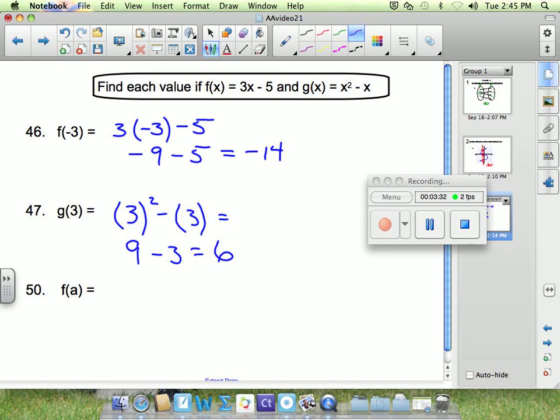One more, this time in number 50, instead of plugging in a number, we're going to plug in the variable a. Even though it's a letter, we do it the same exact way as 46 and 47. We use our f equation, which was 3x minus 5. Everywhere there was an x, we're now going to plug in an a. So 3, instead of x, we plug in the a, and then minus 5. There's nothing I have to simplify. So my final answer is 3a minus 5.